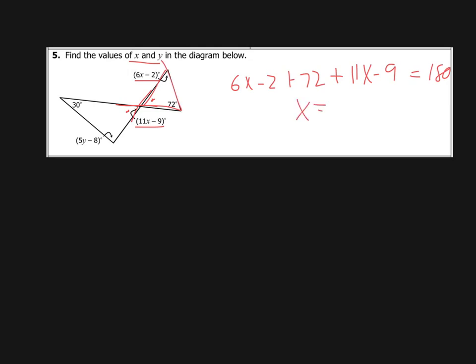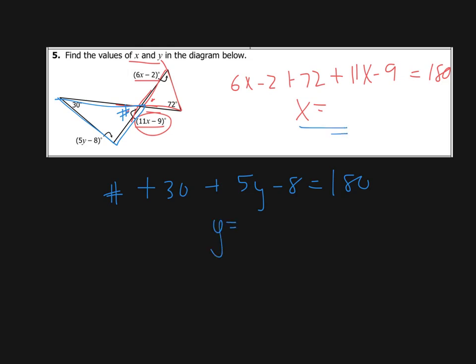Once I solve for x, I can get an actual value for this angle. And once I know that number, whatever it is, I'm going to add it to 30 and add that to 5y minus 8, and that's also going to equal 180 because that's the three interior angles of this triangle, and then I'll have an answer for y. So solve for x first, substitute that into this expression to get the value of that angle, and use that to place right there and solve for y, and then you're done.